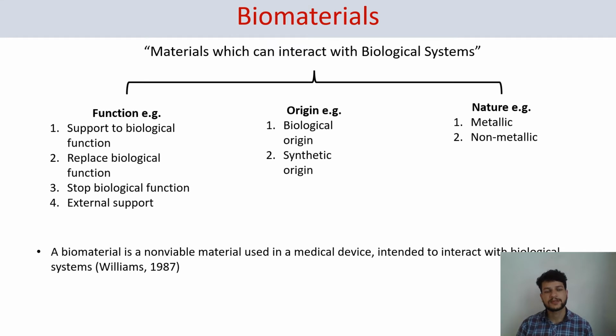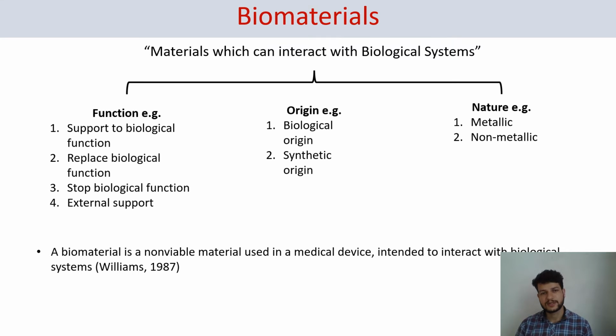And there is a class of biomaterials that only give external support. For example, in case of bone fractures, different prosthetics are used that support the biological system or biological function, that give the external support.